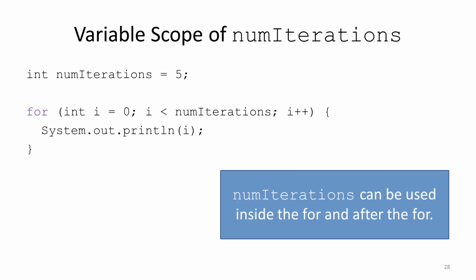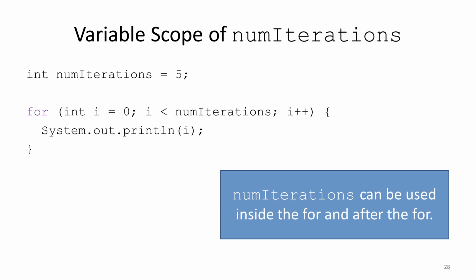How about the variable scope of numIterations? Since numIterations is declared above outside the for anyway, it can be used inside the for. As you can see, it's being referenced in the parentheses, and you can also use it in the body of the for, and you can also use it after the for. We would need to see the complete program to get a concrete idea of what the variable scope of numIterations actually is, but just based on what we're seeing, numIterations can be used inside the for, inside the body of the for, and also after it.